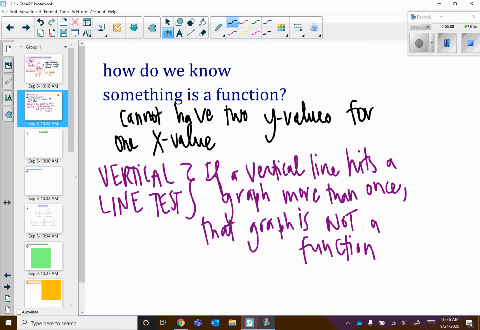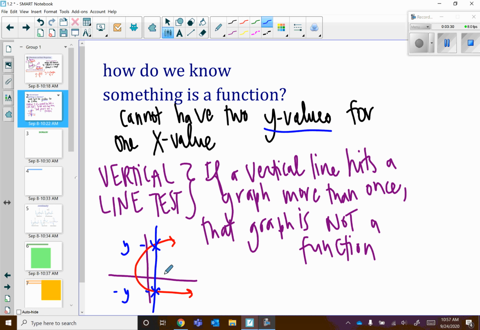We'll do more examples, obviously, in class, but I do want to show you just one example. If this is my graph and I draw a vertical line down, it hits that graph in two different places. This is not a function. Cannot have two different y values. Here's one y value, here's the second y value for the same x value.